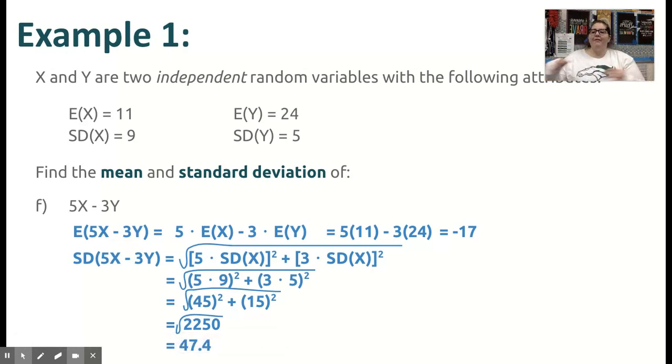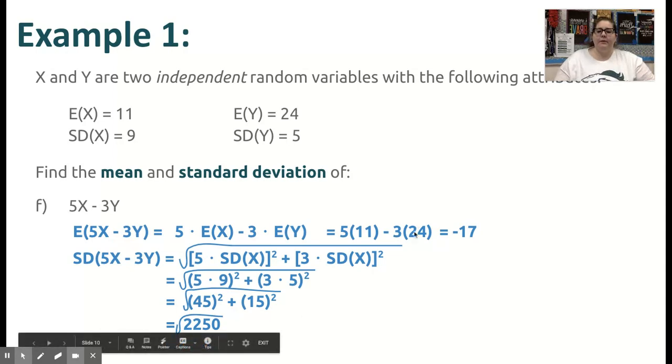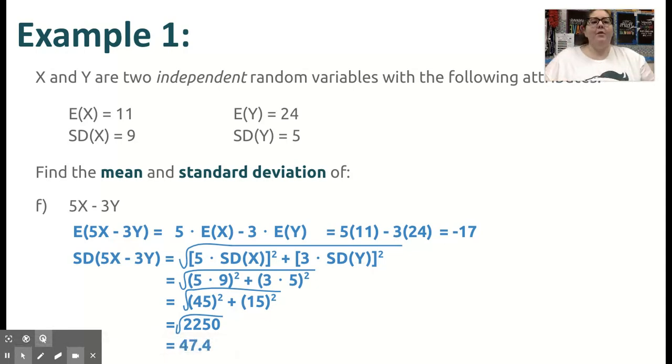Right, so when we have that combination of things happening, we want to follow order of operations. In this case, the scaling came first, then the combining, and then we do the square root to get back to standard deviation, right? I'm going to fix that to y real quick. Okay, it's fixed.